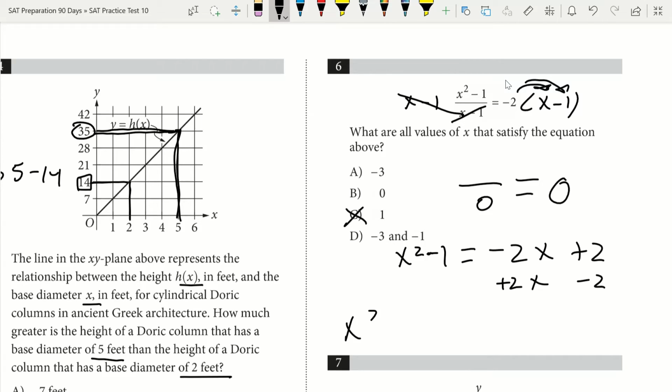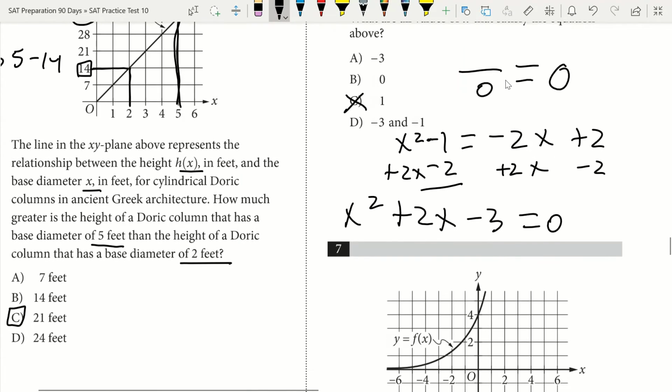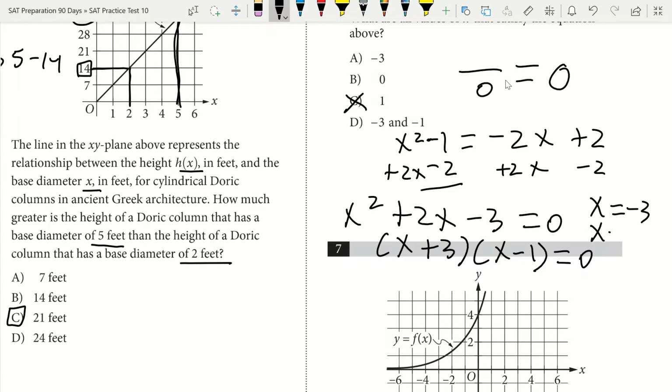So we're going to have x squared plus 2x. Okay, and then we got minus 2 here, right? -1 minus 2 is going to give us -3. We set that equal to 0. Now we're just going to factor it. So factoring this out, we're going to end up with x plus 3 and then x minus 1. Okay, so that's going to give us x equals -3 and x equals positive 1.